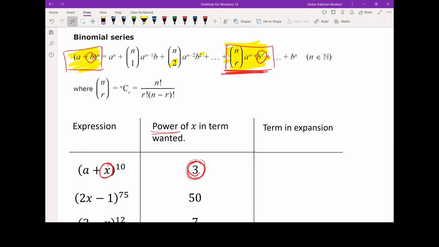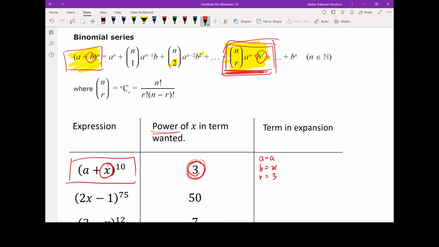Well, first of all, make sure it's written in the correct format, and we can compare what we have with what's in the expression. So a is a, and b, as you can see, is what? x. So go here, and what do we want r to be? What do we want our power to be? 3. So let's make a note of those things first of all. We can say a is equal to a. What is b? b is equal to x. And what is r? r is equal to 3.